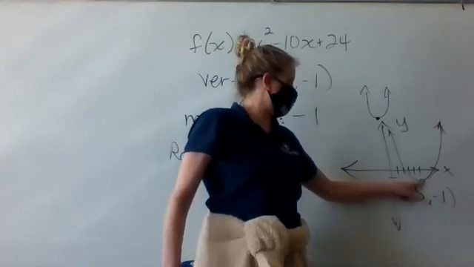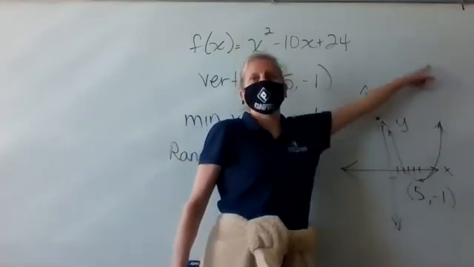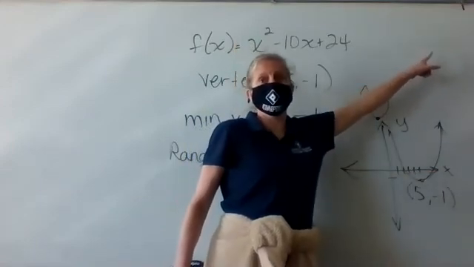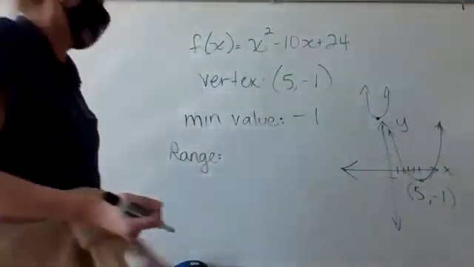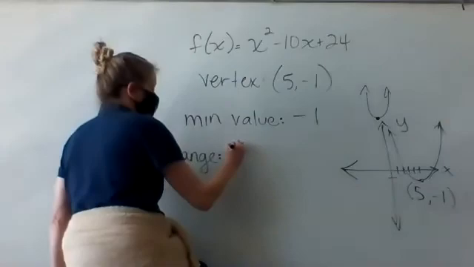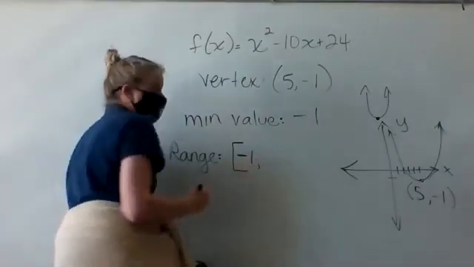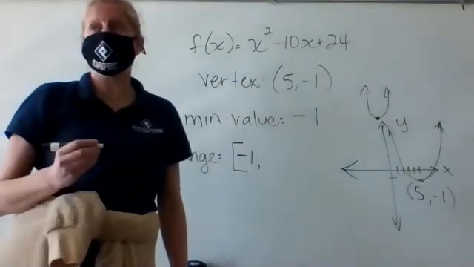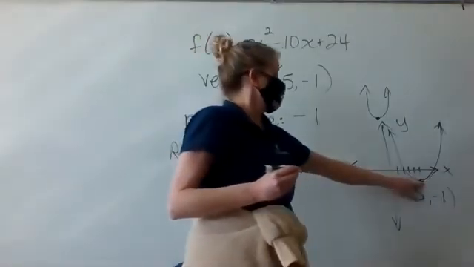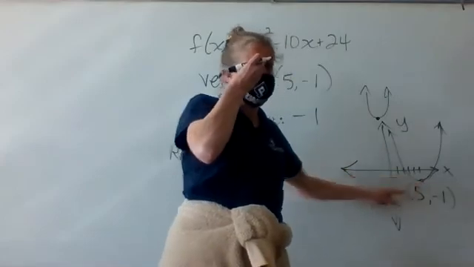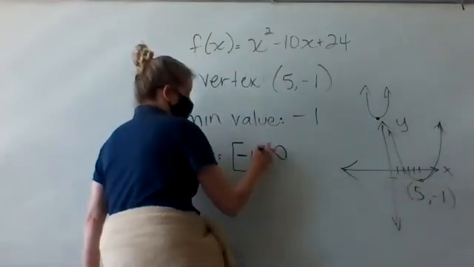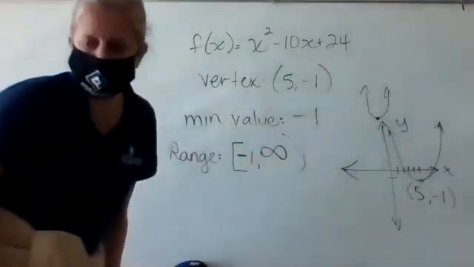Where do the y's go from here? Up to infinity. So what's the lowest y value? -1, and it does touch -1. So I do put a bracket around the -1 because -1 is a y value that's in this picture. And then, like we said, it goes up to infinity, and infinities always have parentheses.